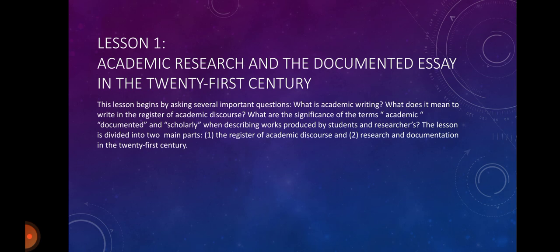This lesson begins by asking several important questions. What is academic writing? What does it mean to write in the register of academic discourse? What is the significance of the terms academic, documented, and scholarly when describing works produced by students and researchers? The lesson is divided into two main parts: the register of academic discourse and research and documentation in the 21st century.